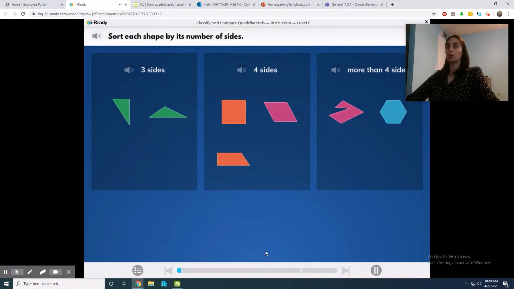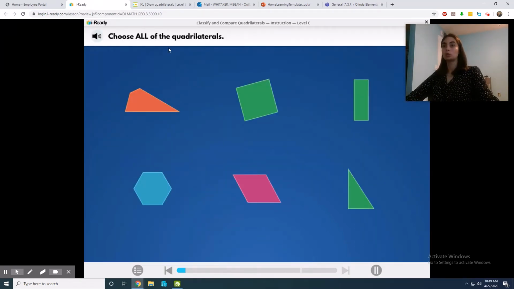It's not a quadrilateral. Okay, so choose all the quadrilaterals. Remember, quadrilaterals have 4 sides. So we're going to count and see which ones have 4 sides, and those are going to be our quadrilaterals. That's what we're going to pick. Let's make this easy. 1, 2, 3, 4. That's a quadrilateral. 1, 2, 3, 4. Quadrilateral. 1, 2, 3, 4. Quadrilateral.